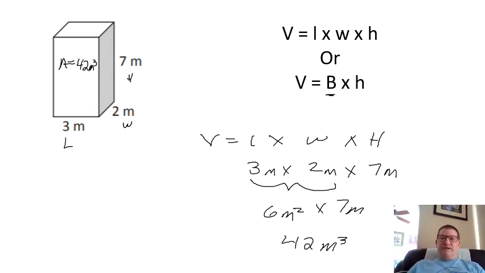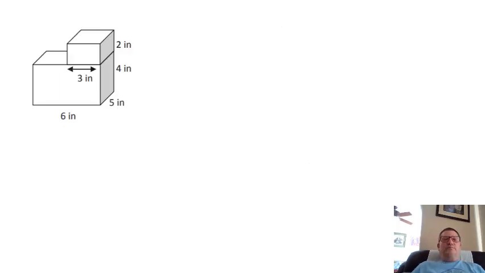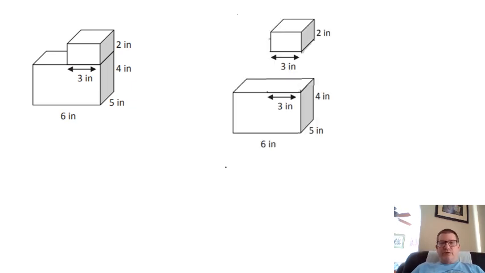So we know the volume of this total cuboid here equals 42 meters cubed. Now, that's nothing new. That's what we've been doing. All right, so let's look at a compound prism now. If you notice, instead of just having one prism, we actually have one stacked on top of the other. And for the first one, we're actually going to separate the prism.